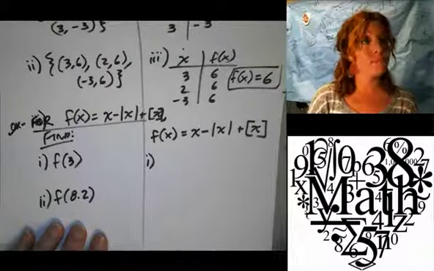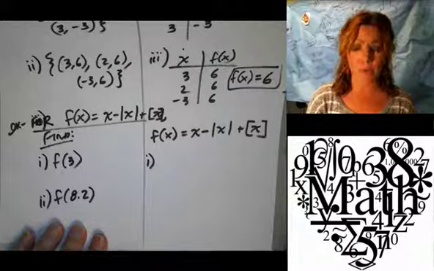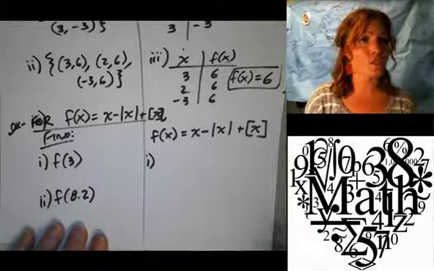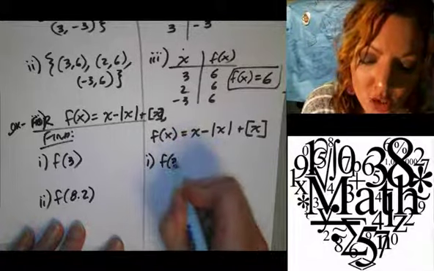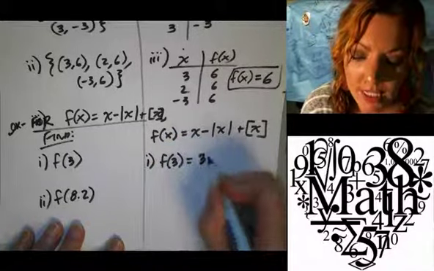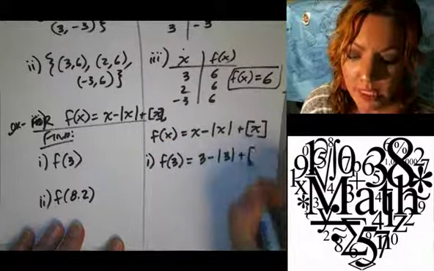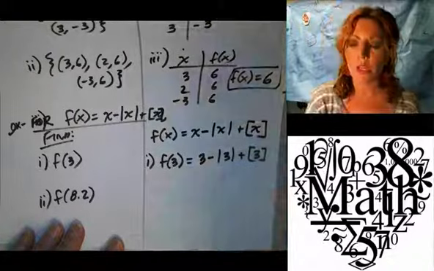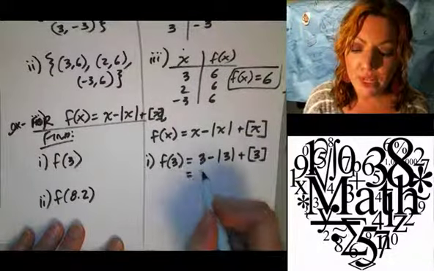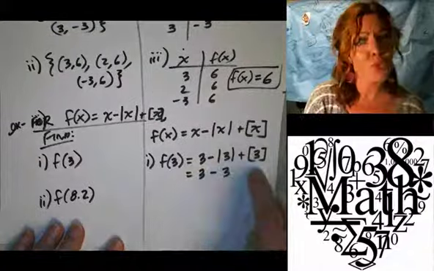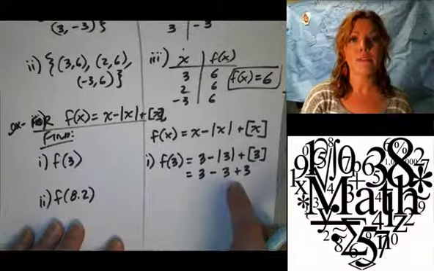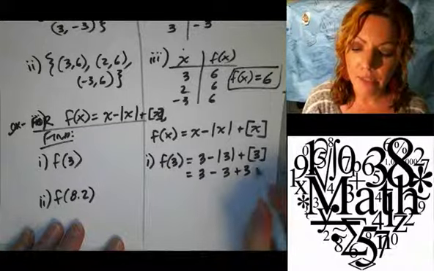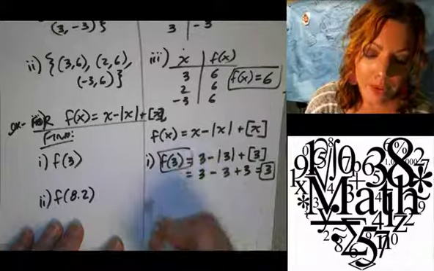Okay. Well, we've done this before. What do we do here? Plug it in. Good. In this one we're plugging in a 3. So 3 minus the absolute value of 3 plus the greatest integer of 3. What is the absolute value of 3? 3. What's the greatest integer of 3? 3. So if we go left to right, 3 minus 3 is 0, plus 3 is 3. Okay, how about the next one?